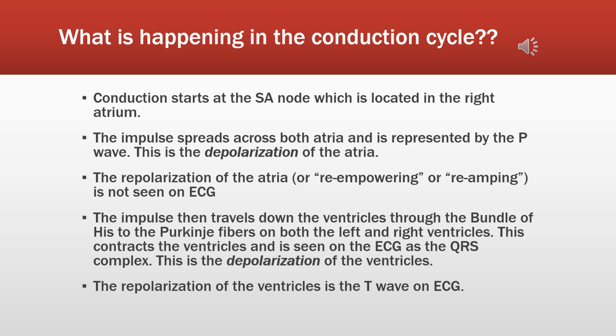So if there is an issue with the P waves, then it is associated with the atria. If there is an issue with the QRS complex, it's associated with the ventricles. And then the T wave, again, is also associated with the ventricles, but most arrhythmias are either with P waves or QRS waves.